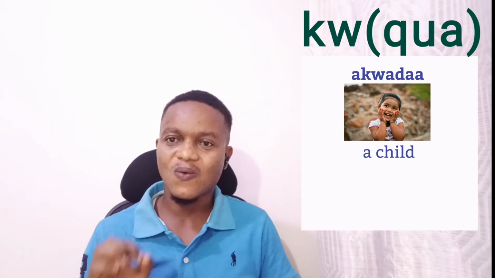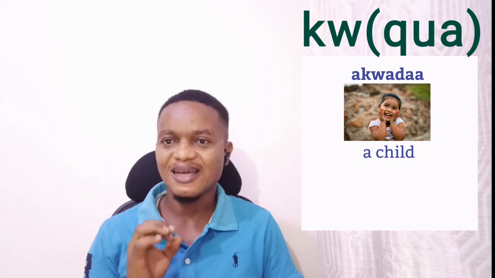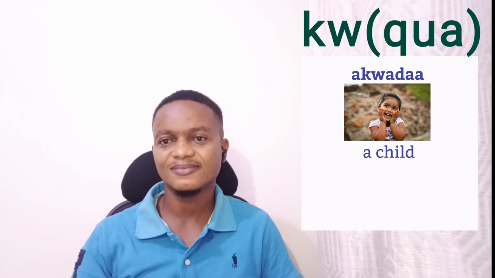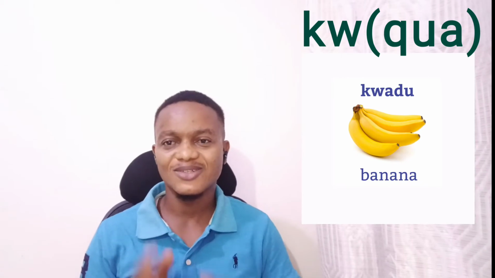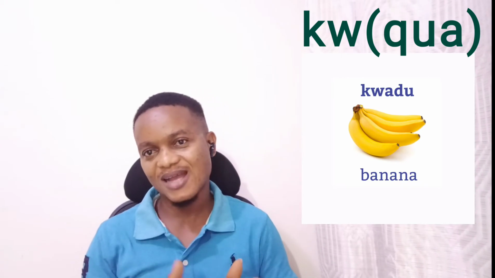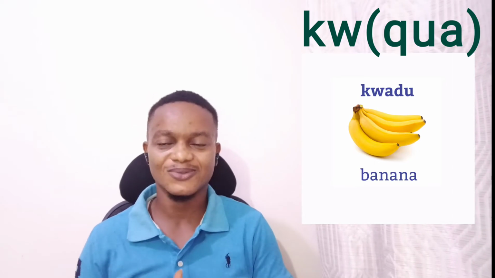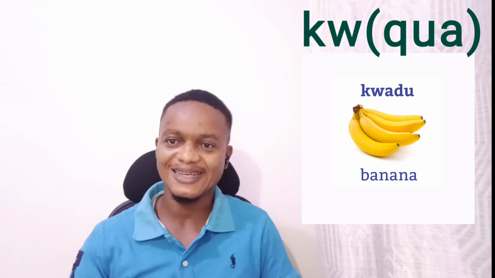Then the next digraph, which is the k and w put together, and they sound as kwa. Good. So the key word here is akwada. So we pronounce it together. Akwada. Good. Then we have kwadu. So pronounce it together. Kwadu. And kwadu means banana.